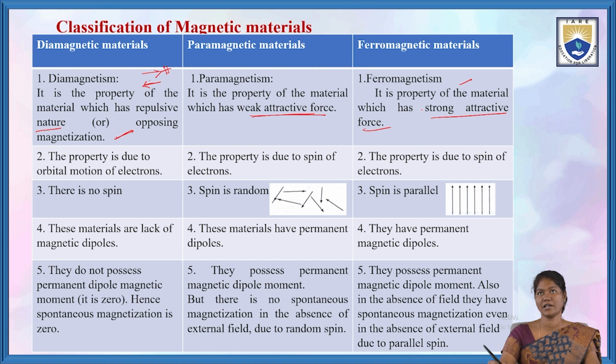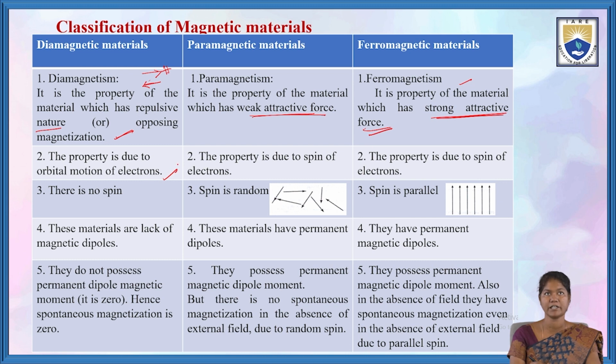Initially, in the absence of magnetic field, the atoms are aligned up to some extent. The magnetic moments are aligned. When applying some magnetic field, what happens? The magnetic moments of the atoms immediately align along the field direction, so that it has strong attractive force.